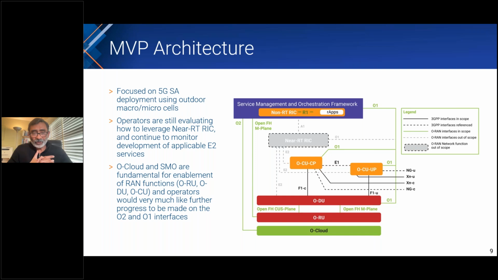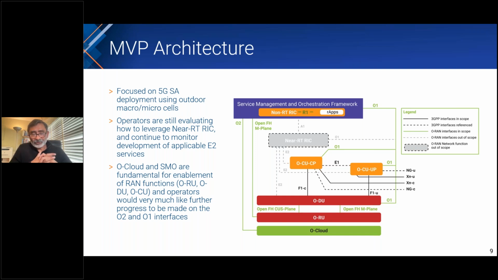With respect to OCloud, all of the operators generally agreed that it was fundamental for the enablement of RAN functions, because all of the RAN functionality is going to be software-based. From their perspective, having OCloud to enable ODU and OCU-CP, OCU-UP, as well as SMO framework software-based components was critical for them to have a successful Open RAN deployment. So to that end, OCloud is considered as part of the baseline architecture.